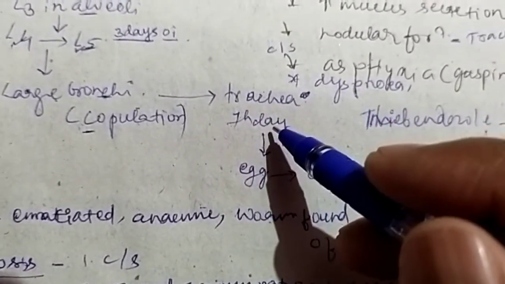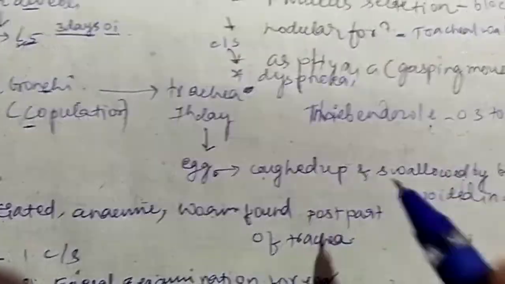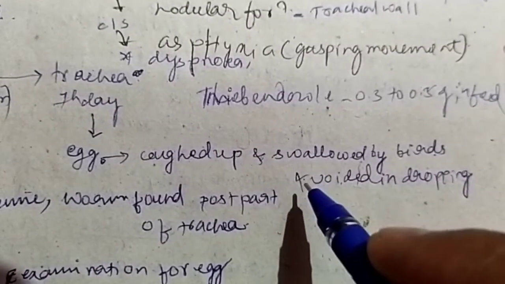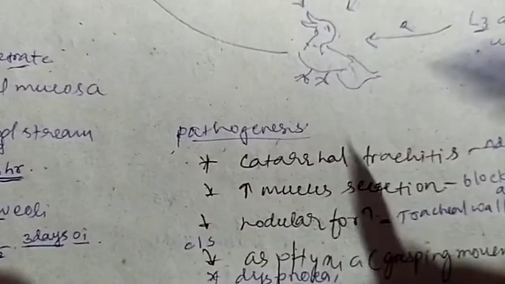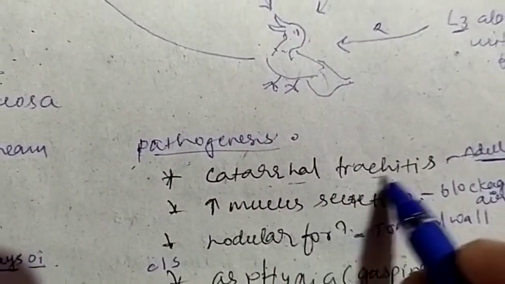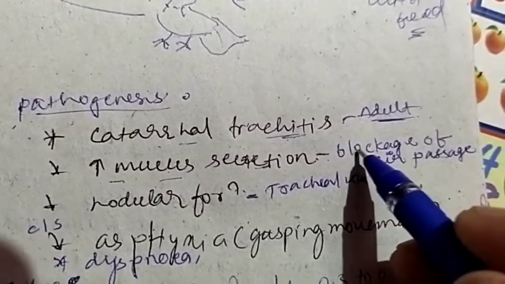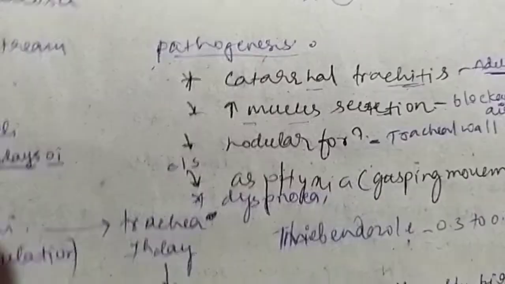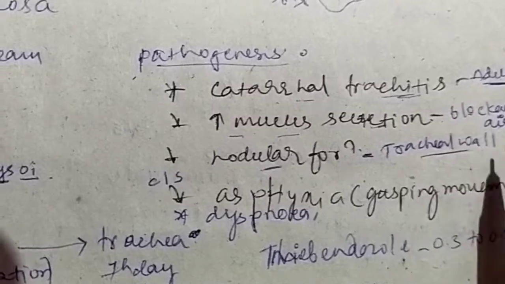In the trachea, the female will start laying eggs, and those laid eggs are coughed up and swallowed by the birds, and again voided in the droppings of the poultry. Now let us come to the pathogenesis. Because of the adult worm, there is catarrhal tracheitis and increased mucus secretion. Because of this, there is a high chance of blockage of the air passage, and sometimes there is formation of nodules in the tracheal wall.